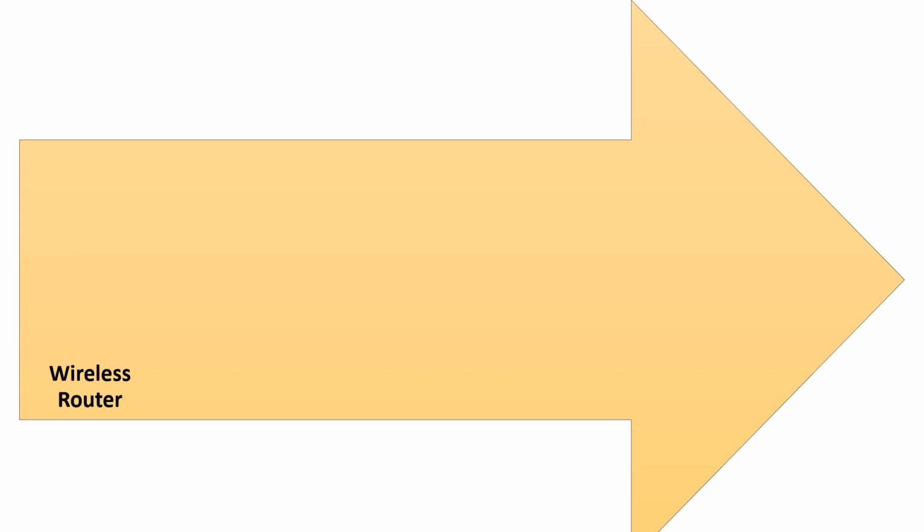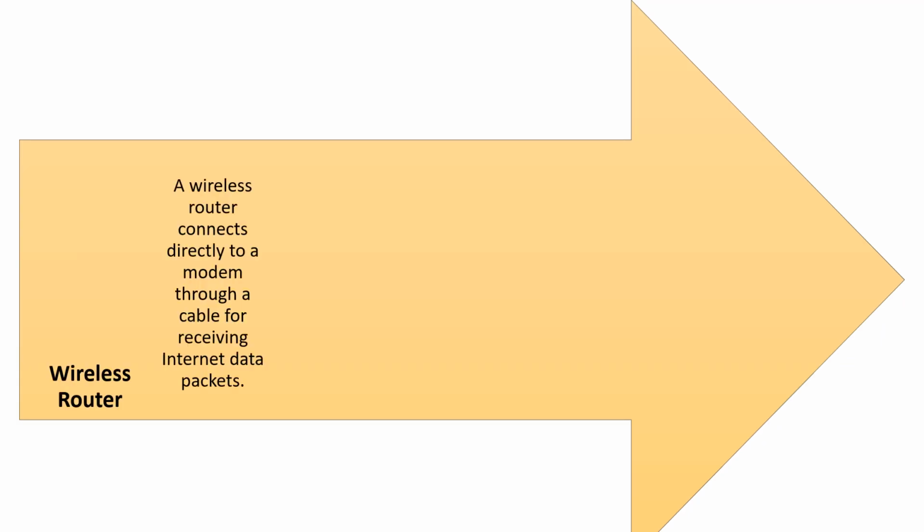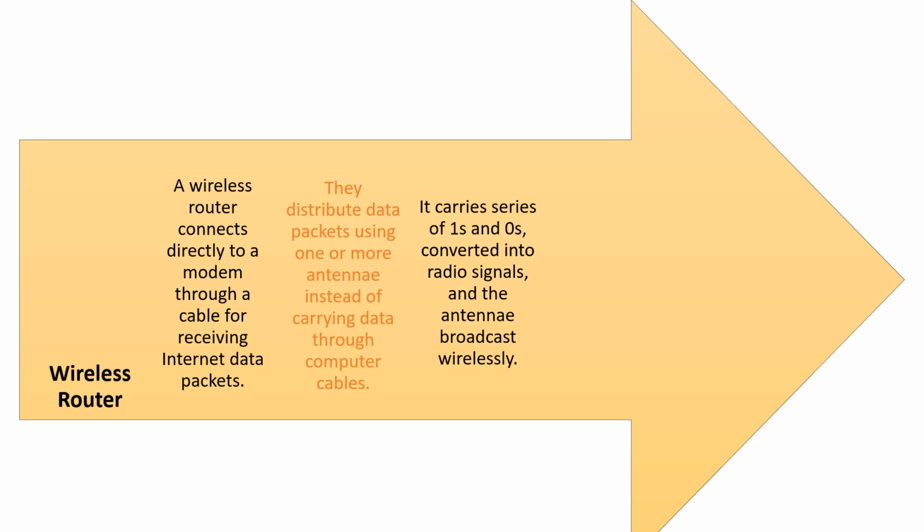Next, we can move to the wireless router. A wireless router connects directly to a modem through a cable for receiving the internet data packets. This wireless router, however, needs a cable for connecting to a modem first of all, and they distribute data packets using one or more antennae instead of carrying data through computer cables. So this is the difference between the wireless and wired router, and this carries a series of zeros and ones converted into radio signals, and the antenna broadcast wirelessly.